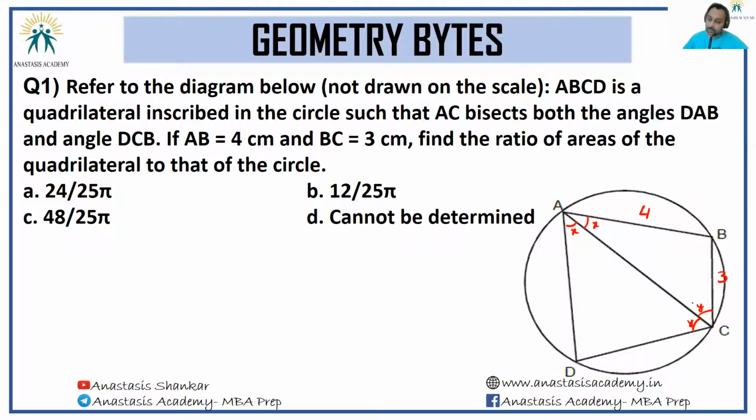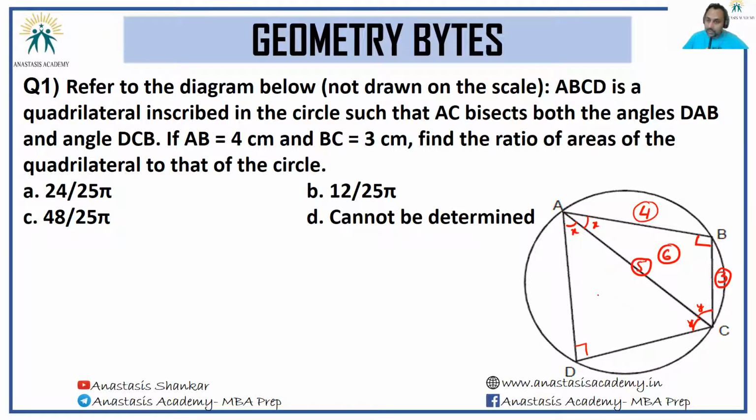So 2x plus 2y will be 180. So x plus y will be 90. So this angle here is 90. Similarly on this side, this angle here is also 90. If this is 4, this is 3, the area here is 6. Also the length of AC is 5.